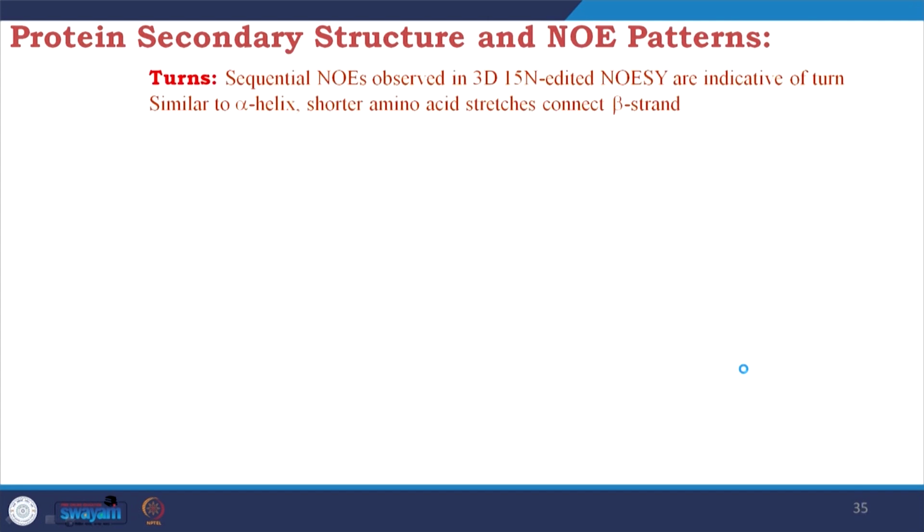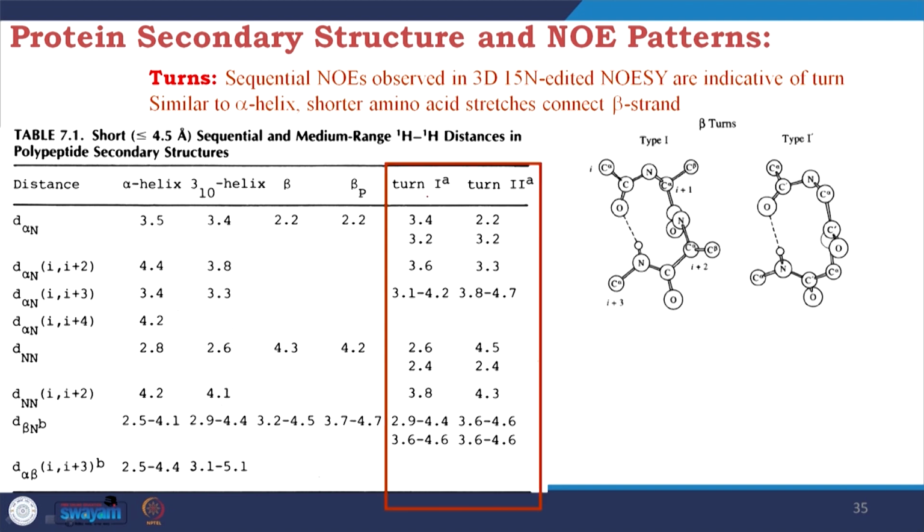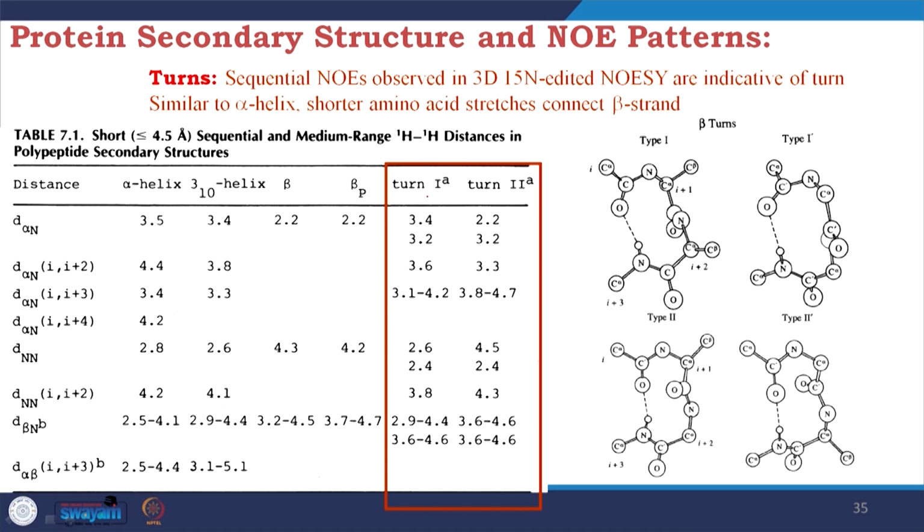For turns, sequential NOEs observed in 3D 15N edited NOESY are indicative of turn. Similar to alpha helix, shorter amino acid stretches connect beta strands. These are similar values. You will see the values of turn 1 and turn 2. Now in the beta turn, type 1 has 2 types and type 2 has 2 types, so these values are not separating them.